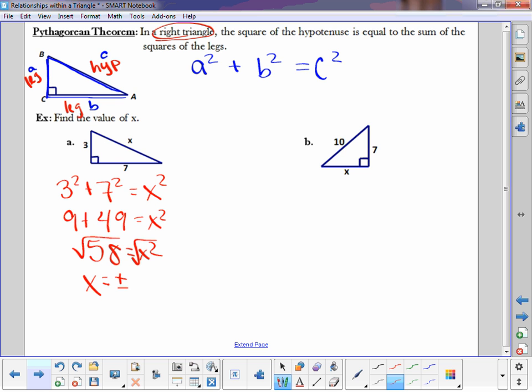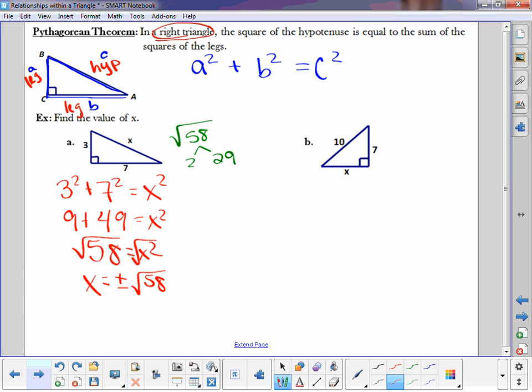Can I break down 58? It's an even number, so we can break it down. Let's start off with 2. 2 times what gives me 58? 29. Now, can I break down 29? No. So although 58 can be broken down, the radical of 58 cannot, because we don't have any factors that are perfect squares. So we have then plus or minus the square root of 58.